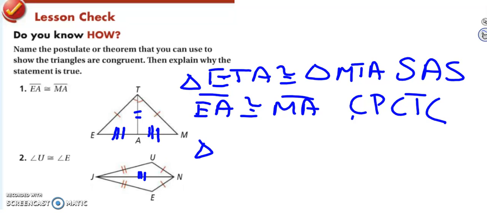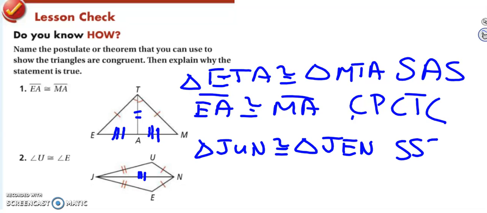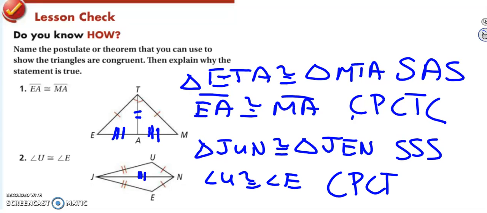So triangle JUN is congruent to triangle JEN by SSS. So angle U then must be congruent to angle E by CPCTC. So that's it. All you got to do is prove triangles are congruent, and then every other one of their corresponding parts are congruent. Don't forget your quiz tomorrow. CPCTC. Corresponding parts of congruent triangles are congruent.